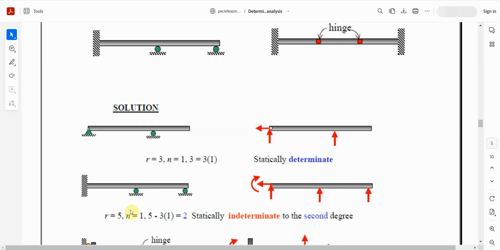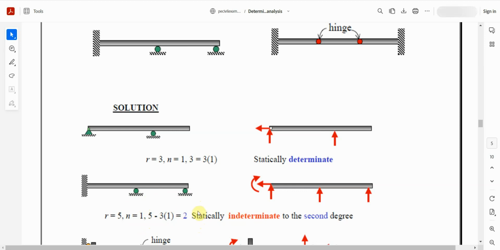So for this particular one, we're now going to check r equals 3, and what do we have? Now for this particular one, our r equals 5 minus 3 times n, which is equal to 3. So if we do this, we have 2. What it means is that this structure is statically indeterminate, and this 2 that we have here is the degree of indeterminacy. That is, it is statically indeterminate to the 2nd degree.